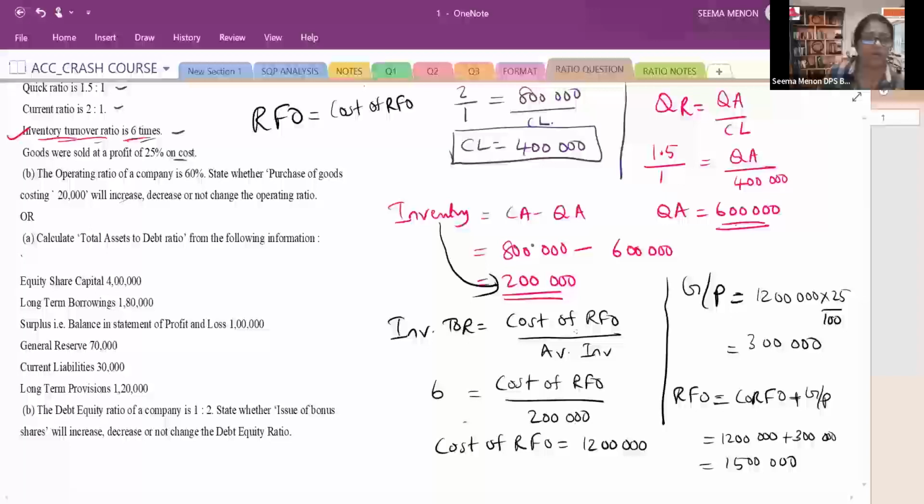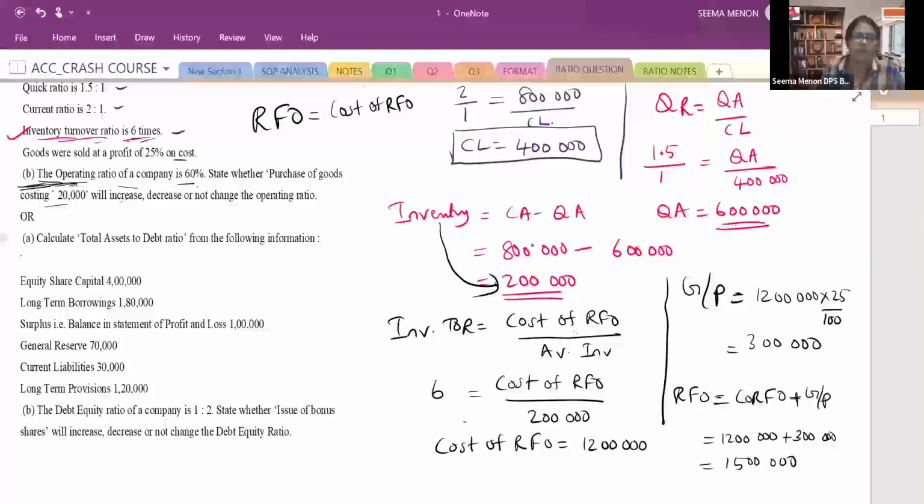Here we can see one more question, question B. If it is a 4-marker question, 3 marks for the first question and 1 mark for question B. The operating ratio of a company is 60%. State whether the purchase of goods costing rupees 20,000 will increase, decrease or not change the operating ratio. You have to mention that, and clearly explain it.